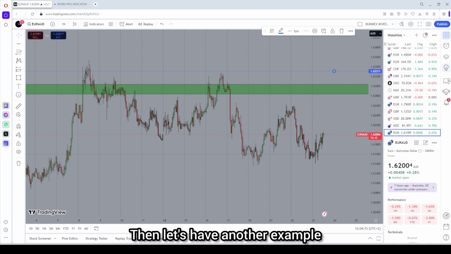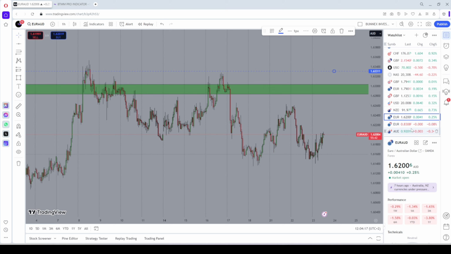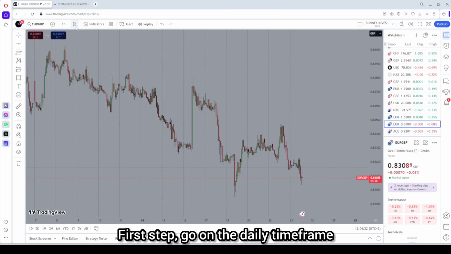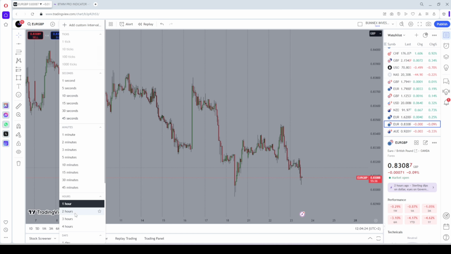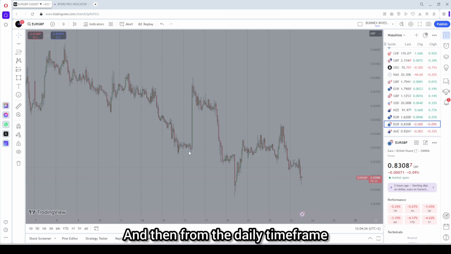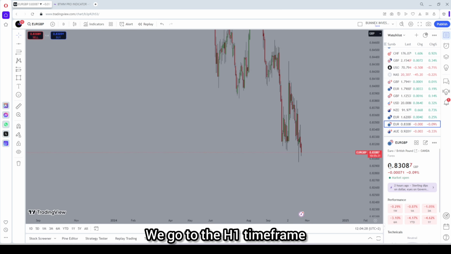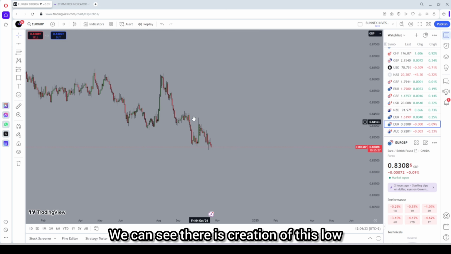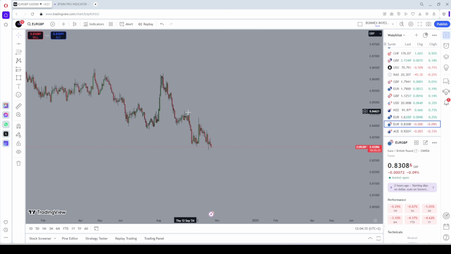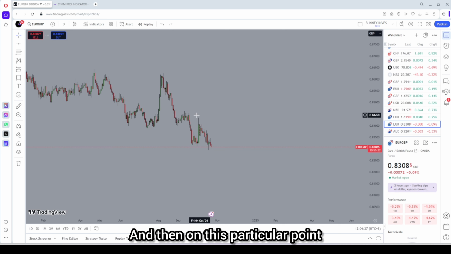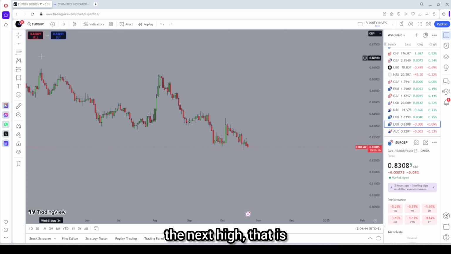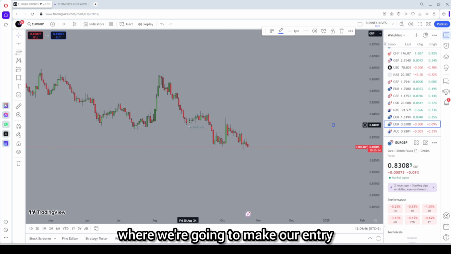Then let's have another example. We have Pound Euro Pound. First step, go on the daily time frame, and from the daily time frame, we know the drill. We go to the H1 time frame. On the daily time frame, what is there? We can see there is creation of this low, creation of this high, low, and then on this particular point, which is a probable point of the next high, that is where we're going to make our entry.